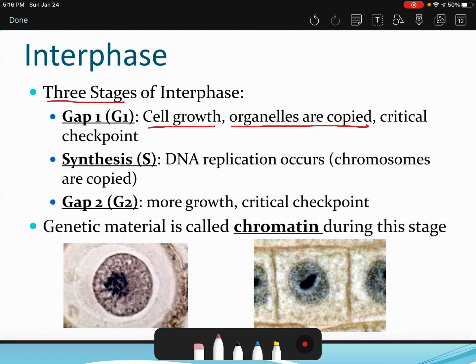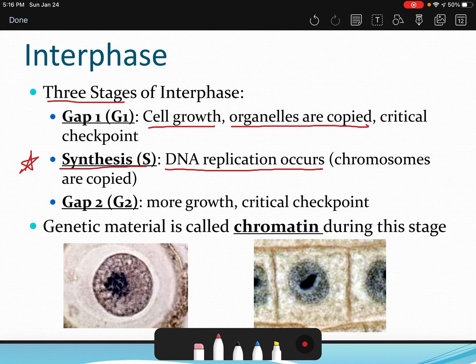The next stage, which is very, very important, is the synthesis phase. This is where DNA replication occurs. We talked about that during the DNA unit. So this is where your chromosomes get copied. And this is going to be important. Remember I told you that every time a cell's going to get ready to divide, DNA replication has to take place because that new cell needs a copy of the DNA, because that's what tells it how to make its proteins and how the cell's going to function.